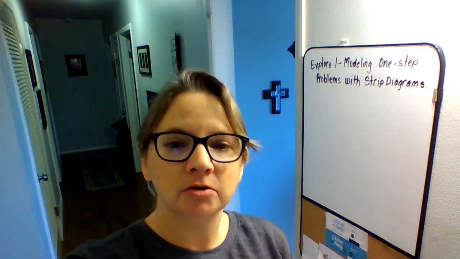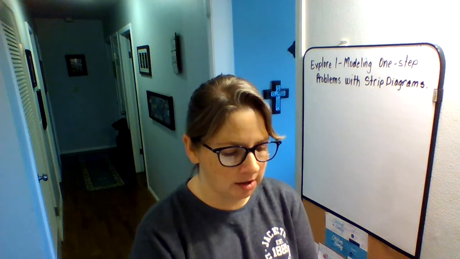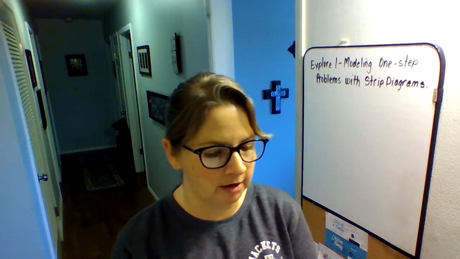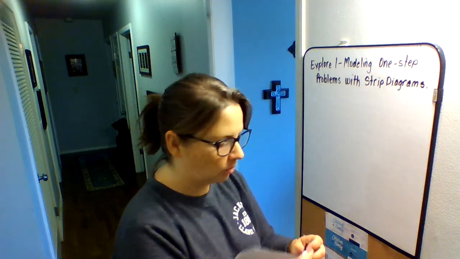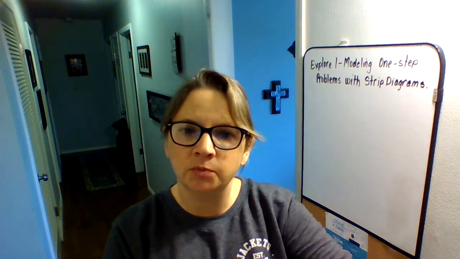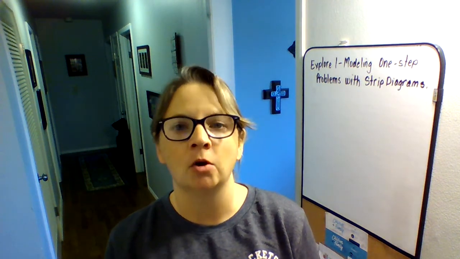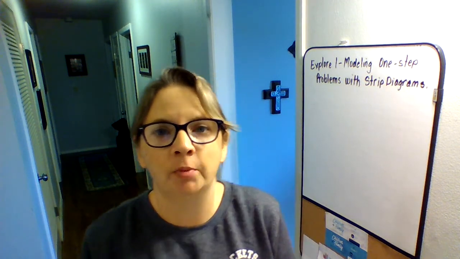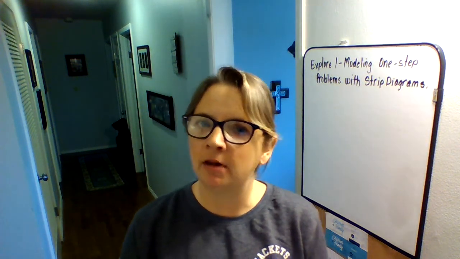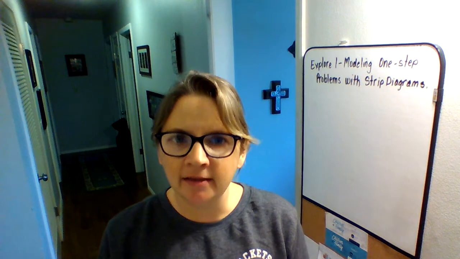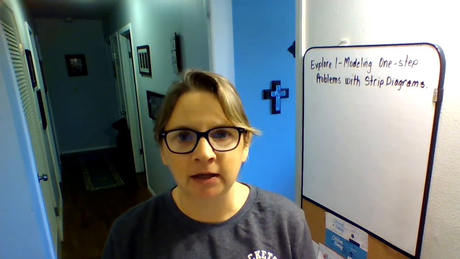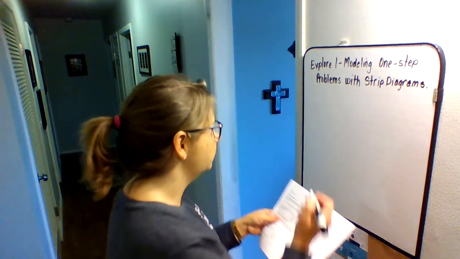All right. So we are on part 3. We are on model and solve. What we did yesterday is we looked at word problems and we had to decide, are we multiplying or are we dividing? And how do we know? Because that's where the money's at. We have to be able to look at it and say, what is it telling me? What is it asking me? And how do I solve it? So let's look at part 3.